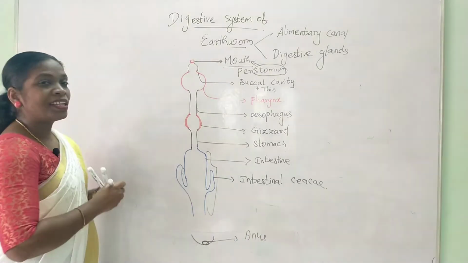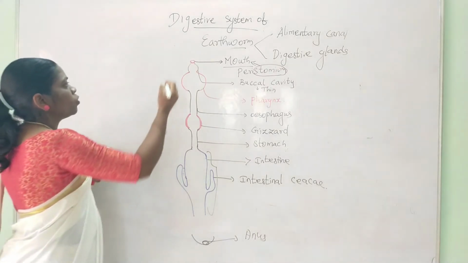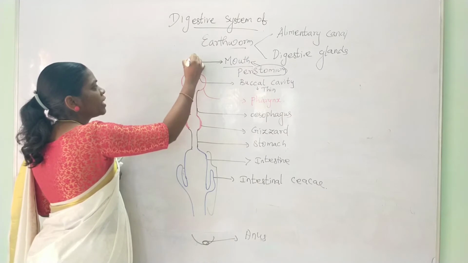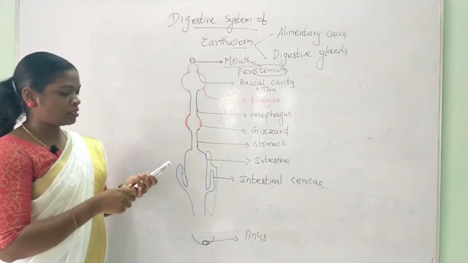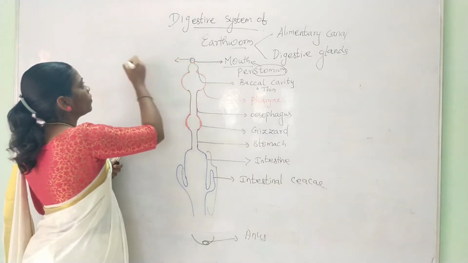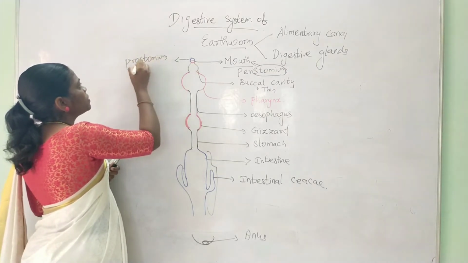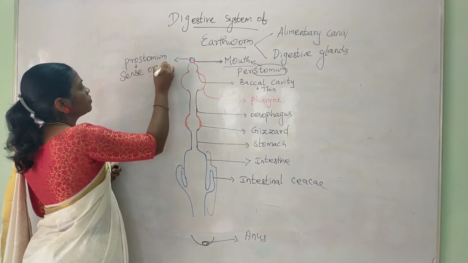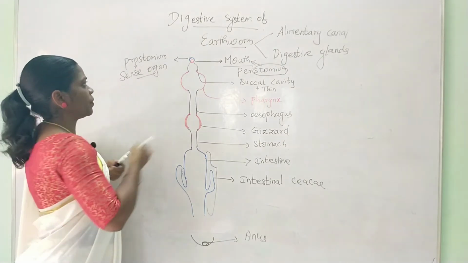Okay, so we have learned what structures are present. We should know in which segment they are present. Above the mouth, you can find one more structure that is overhanging the mouth. In the last class when we learnt about morphology, we learnt about this structure. It is known as the prostomium. In earthworm, this prostomium acts as a sense organ. Now we'll see in which segments they are present.